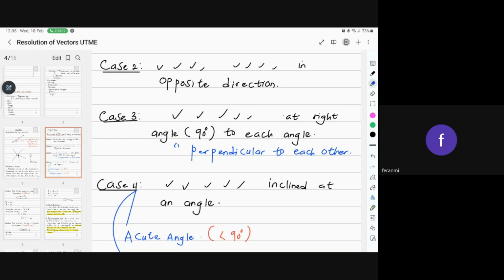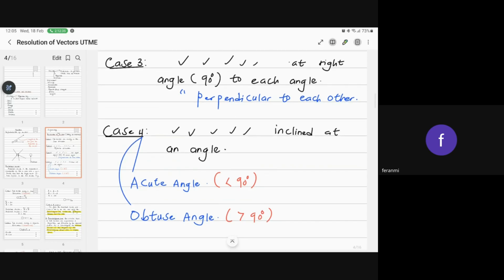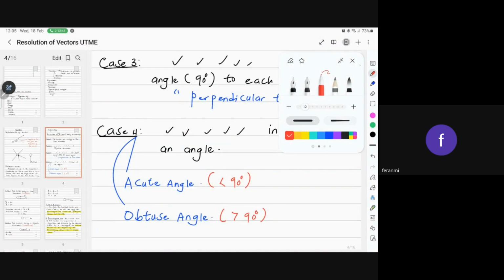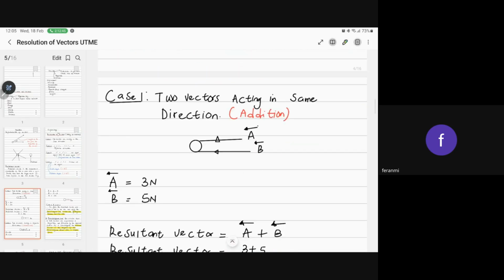All right, so case 3 was actually similar to case 4, but there's something different about it, right? So they are all inclined at an angle, but at 90 degrees, you're going to see something. So we looked at acute angle when it is less than 90 and also when it's greater than 90. Because even this case 4 can also be when it is equal to 90 degrees. Are you seeing that? When it is equal to 90 degrees, it's also part of case 4.